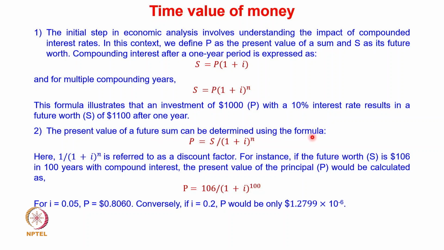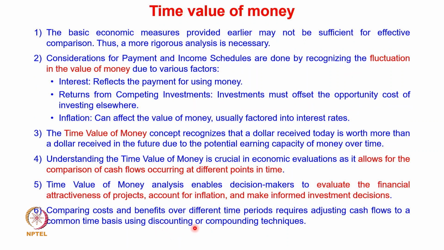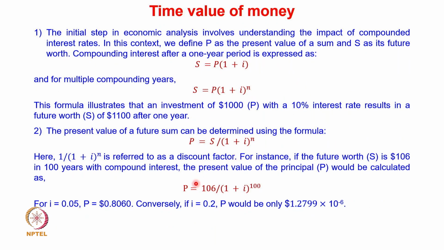Again, the present value of a future sum can be determined using a formula. So whatever return we are getting in the future, if you want to see what its present value will be, in that case we can get P as S divided by 1 plus I raised to the power n. With this formula we can calculate the present value of the amount which we are going to get in the future. Here 1 upon 1 plus I raised to the power n, this particular factor we call the discount factor. Remember in the last slide we said discounting factor. So 1 divided by 1 plus I raised to the power n is the discounting factor.